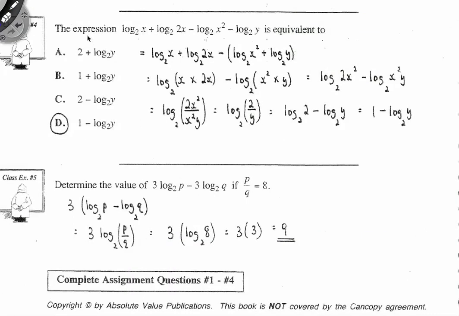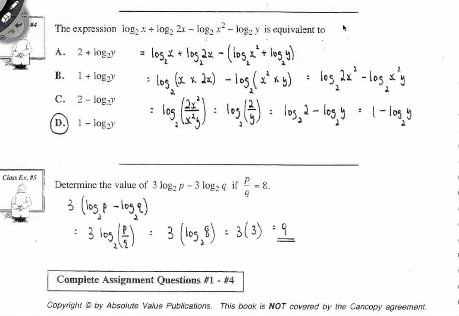Alright, example 4: the expression log base 2 of x plus log base 2 of 2x minus log base 2 of x squared minus log base 2 of y is equivalent to what? So we have some of these worked out, but basically you can add these two together. Any negatives, like these two negative logs, are going to be on the bottom of a quotient of a division. The positives are going to be on top.